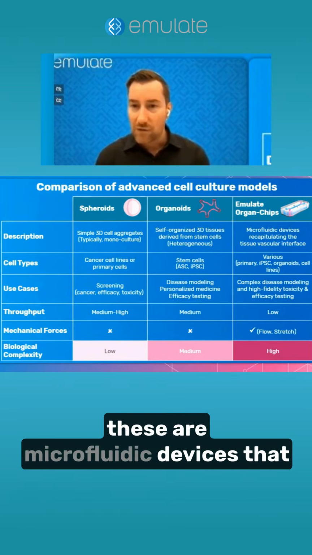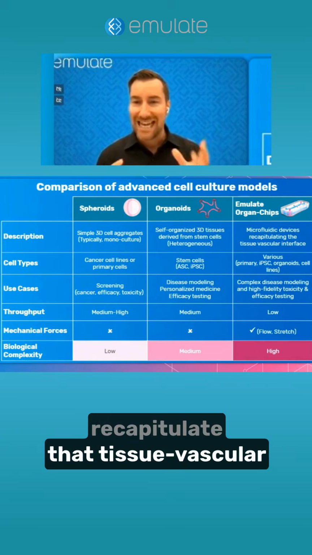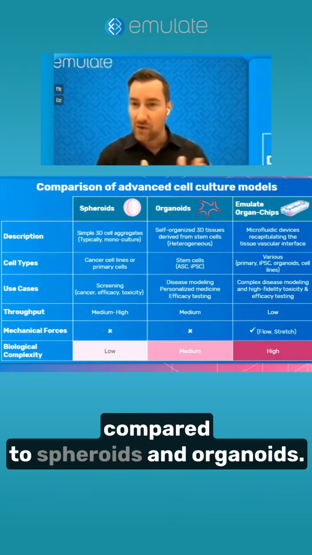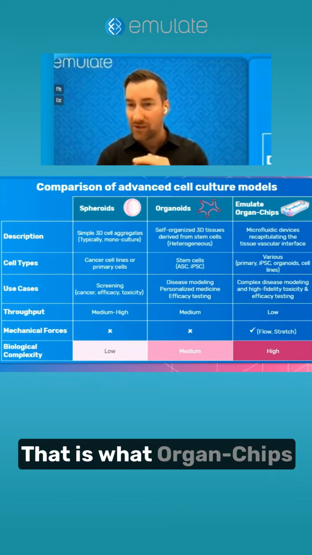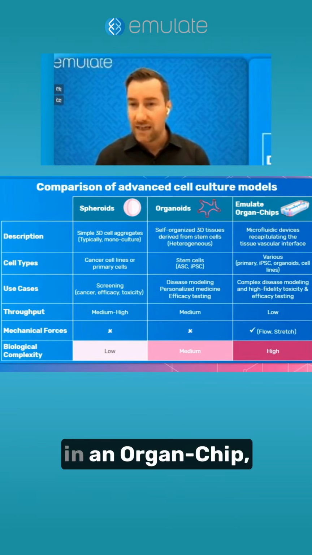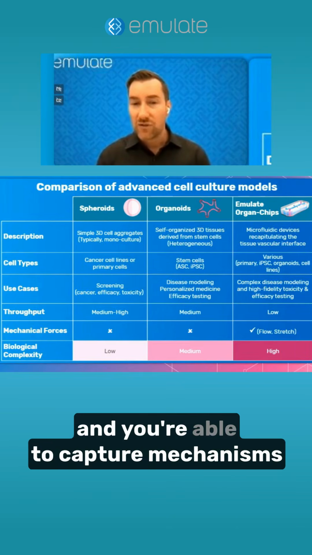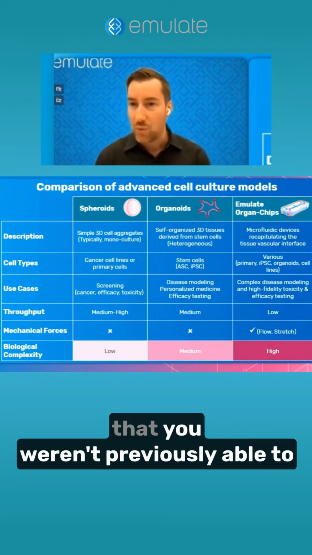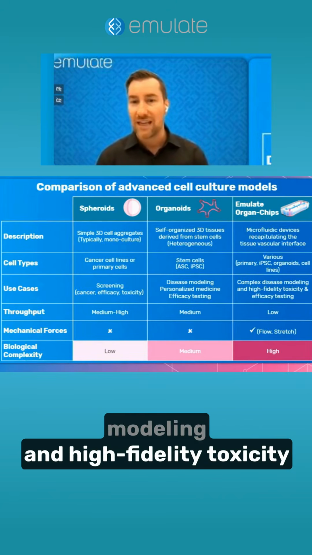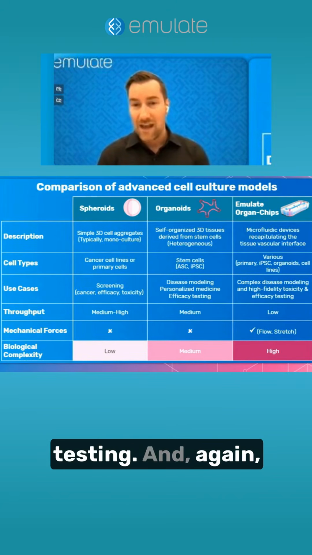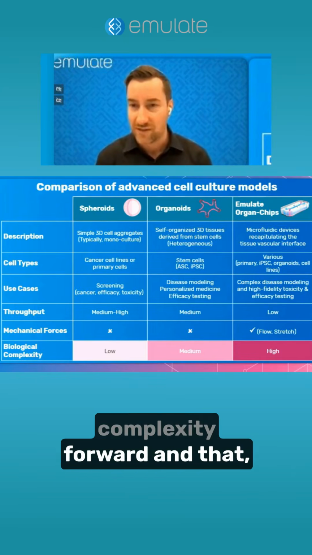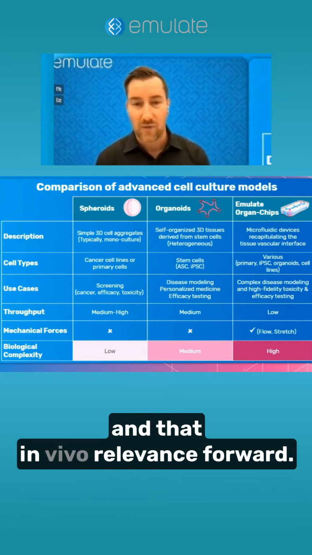Organ chips, these are microfluidic devices that recapitulate that tissue vascular interface, and that is a key difference here compared to spheroids and organoids. That is what organ chips are actually modeling, that vascular tissue interface. You can use any cell type in an organ chip, and you're able to capture mechanisms that you weren't previously able to capture in these simpler systems, which means you could do complex disease modeling and high fidelity toxicity testing. And again, with that flow and stretch of those mechanical forces, you're able to push that biological complexity forward and that in vivo relevance forward.